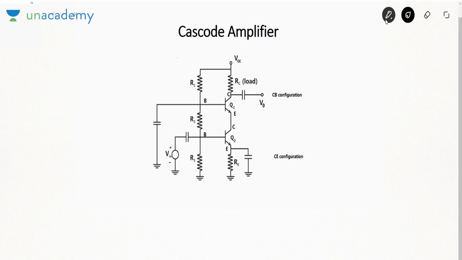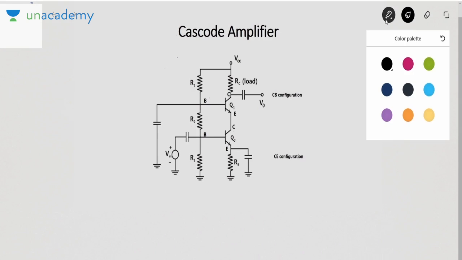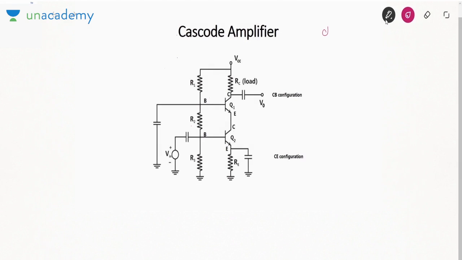Now, this is the practical circuit of cascade amplifier. The circuit that I just showed you was conceptual. It was not practical. Now we take some assumption while analyzing this cascade amplifier. First, I'll try and perform the DC analysis. Okay, I want to perform DC analysis.